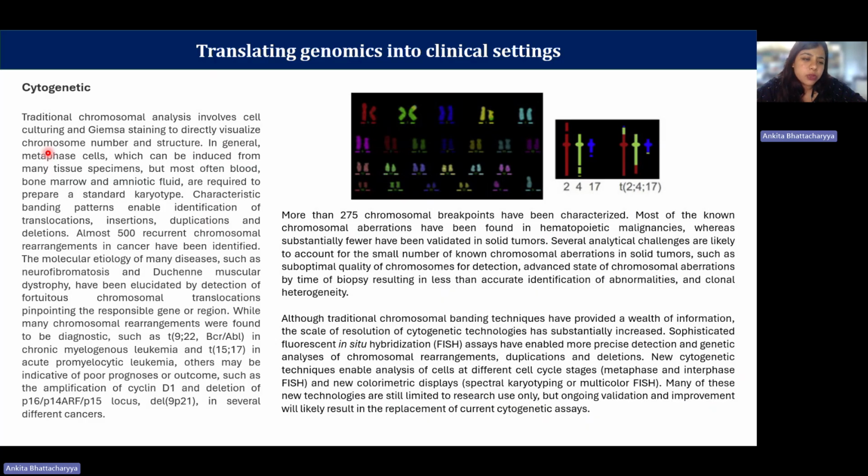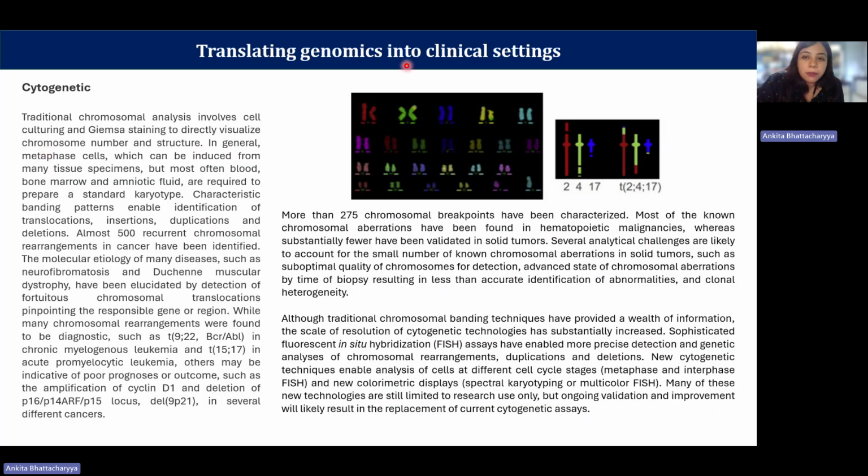While many chromosomal rearrangements were found to be diagnostic in nature, for example, the translocation between chromosome 9 and chromosome 22, BCR-ABL, in chronic myelogenous leukemia, and t(15;17) in acute promyelocytic leukemia, others might actually be indicative of poor prognosis or poor outcomes, like the amplification of cyclin D1, or deletion of the P16, P14 ARF, P15 locus, del 9p21, in several different cancers.